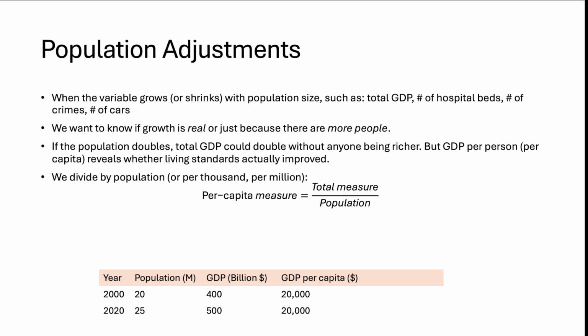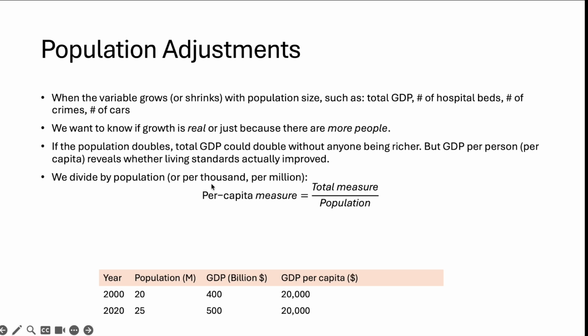If the growth is real or just because there are more people. For example, if the population doubles, total GDP should double without anyone being richer. But GDP per person reveals whether living standards have improved. So to fix that, we just divide the total measure, in this case, by the population.